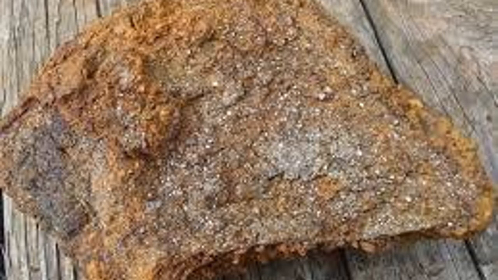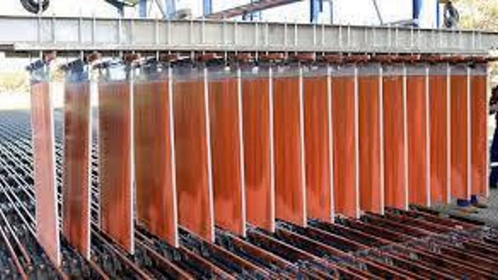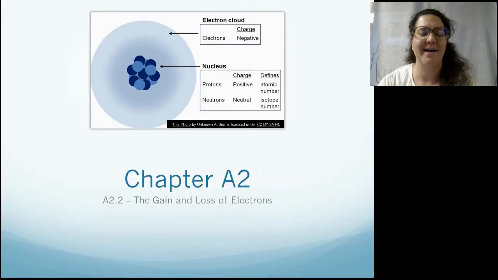Did you know that we mine ore with a very low percentage of copper in it? Then we have to refine that copper so that it can be used in electrical appliances. Hi, today we're going to talk about the loss and gain of electrons in chemical reactions.